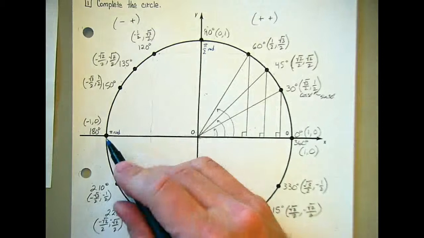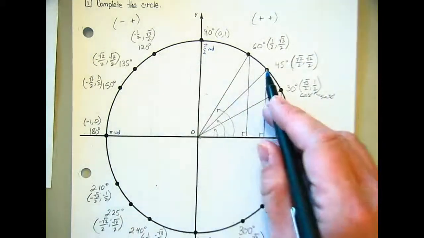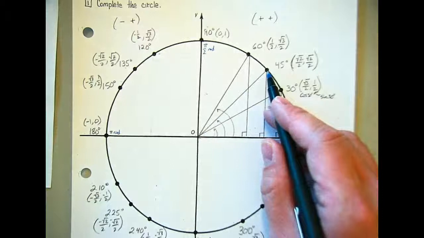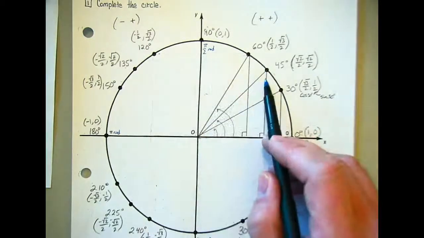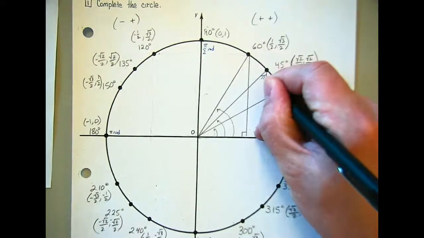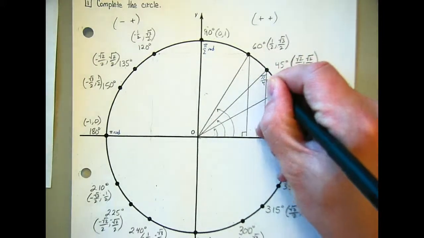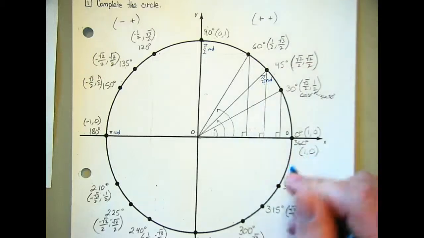Okay, and if you go back to, say, 45, 45 is what part of 180? A fourth. Yeah, it's a half of a half, right? It's a quarter. So this is a quarter of pi. So pi over 4 radians.